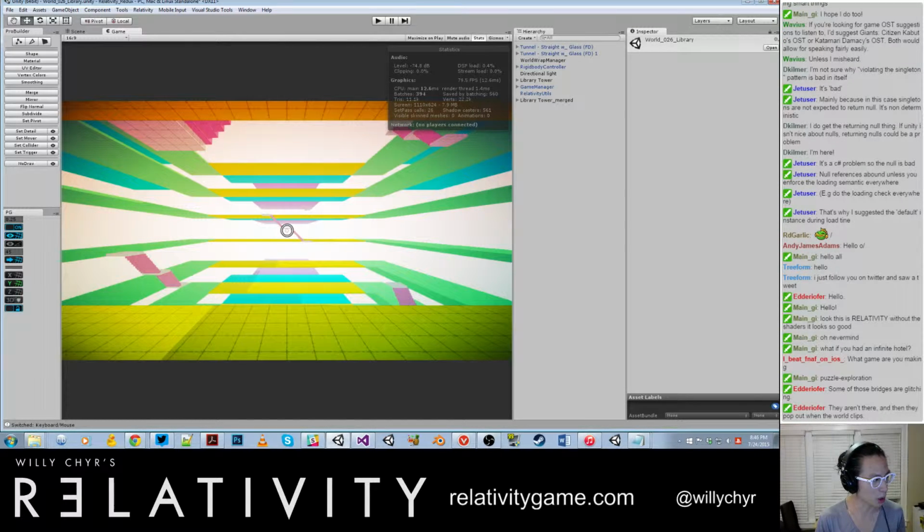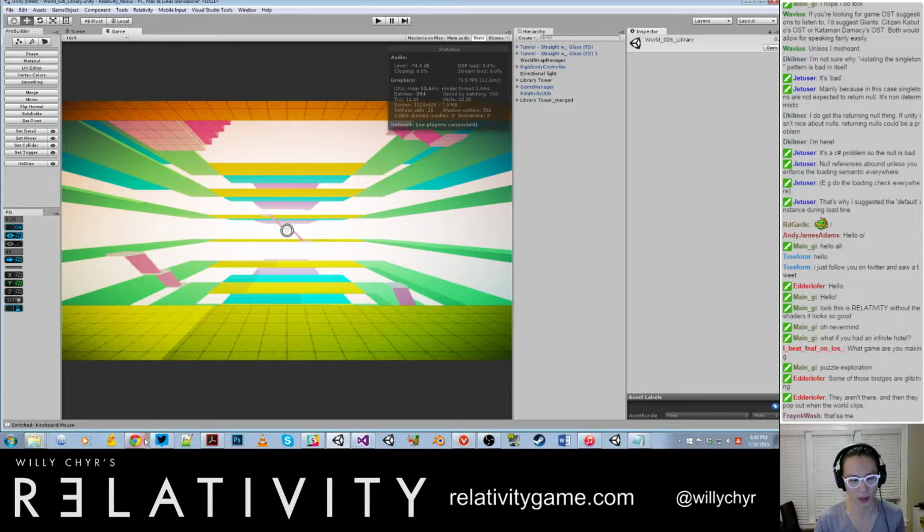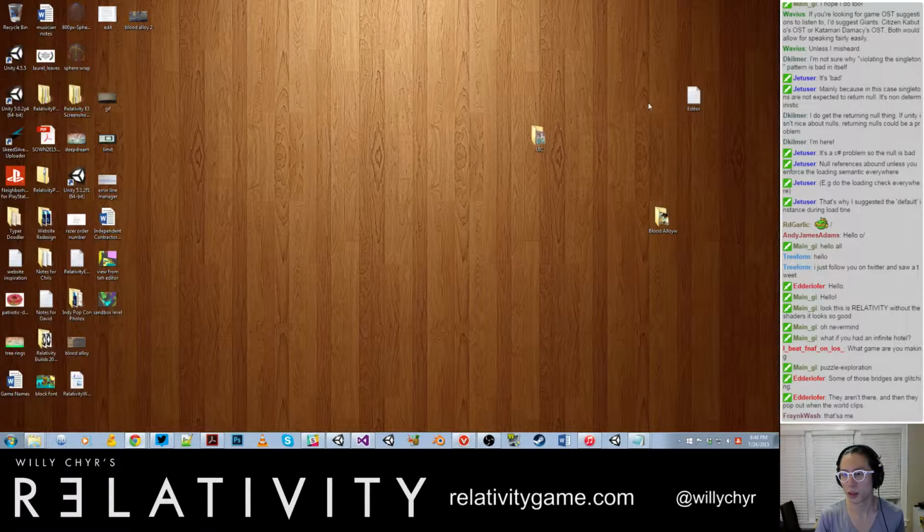Some of those bridges are glitching. Yeah, that's what happens with the work in progress, because I'm not updating the outer instances. So, Blood Alloy, what is it?